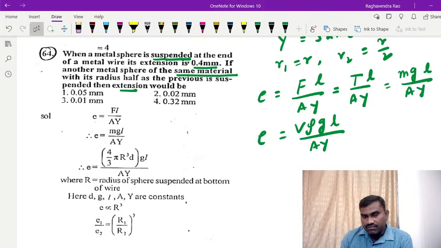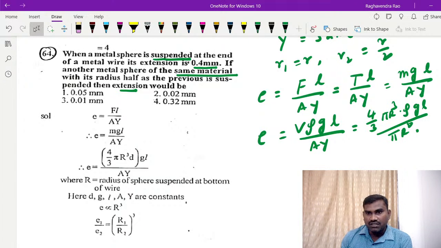Now what is volume? Area into length. That means volume we can write as 4/3 pi r cube, into rho into g, L by pi r square, the area of cross section. Now here the area of cross section we are taking same wire, this is A. That means elongation is proportional to R cube.